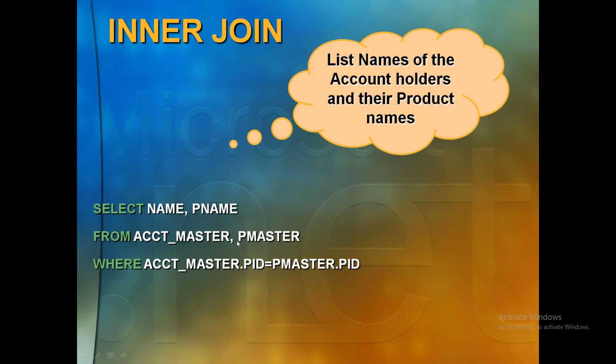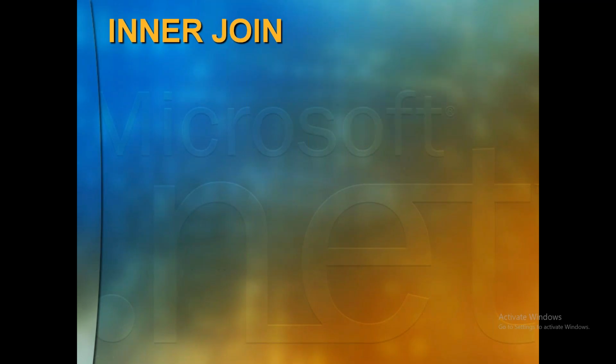So I have used an old syntax, 1970s syntax: comma, and then where account master dot product ID is equivalent to P master dot product ID. Am I clear? So this is the query.